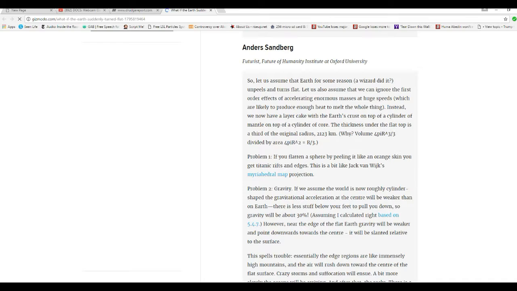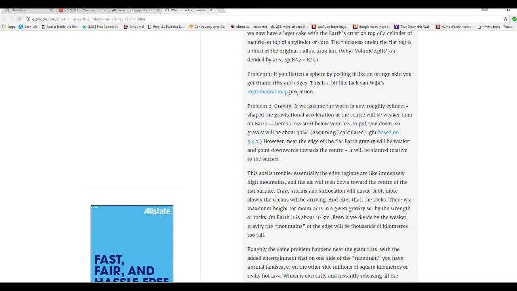Problem number one, if you flatten the sphere by peeling it like an orange skin, you get titanic rifts and edges. Problem number two is, again, gravity.